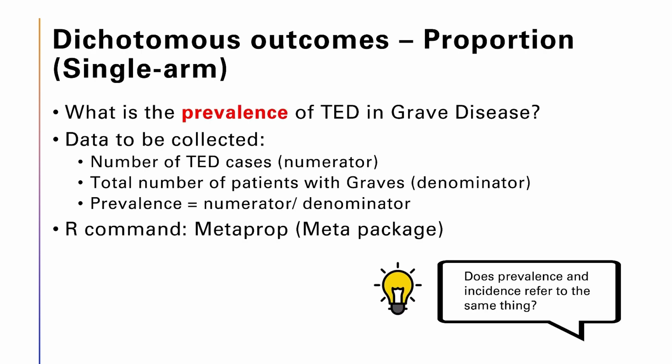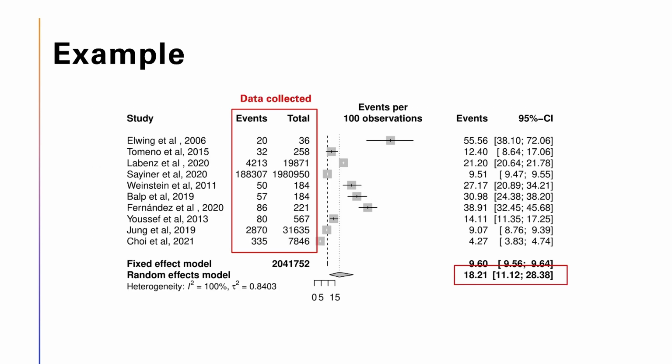Okay, so for example, in a meta-analysis that examines proportion, such as prevalence or rates, the unit of analysis typically focuses on individual events contributing to these measures. So let's consider an example of the prevalence of thyroid eye disease in Graves' disease. In this case, the numerator represents the number of patients with thyroid eye disease, while the denominator represents the total number of patients with Graves' disease. By pooling these individual events across multiple studies, the overall prevalence of thyroid eye disease can be estimated.